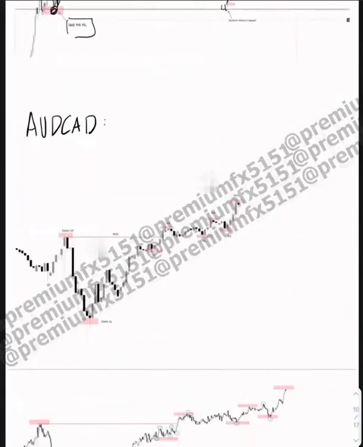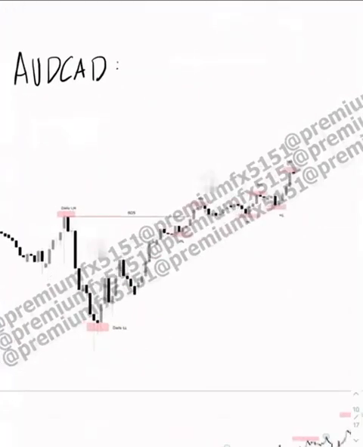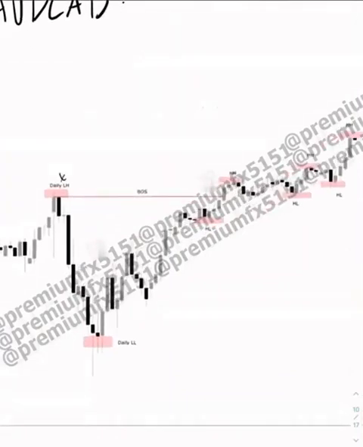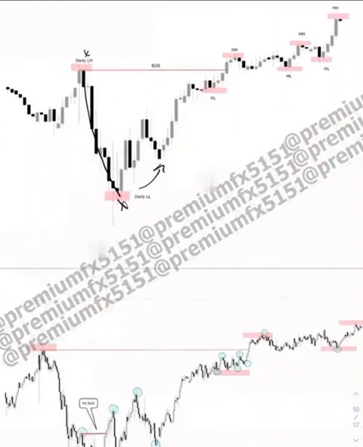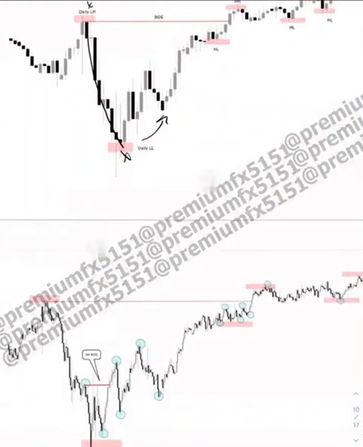Another example to show, AUD CAD on a daily perspective. I have this push here that creates a new lower low. After that you see some sort of move to the upside, and if we go to an H4 time frame, you see that this point here fails to create a new lower low, tries but fails, and then we break a structure.